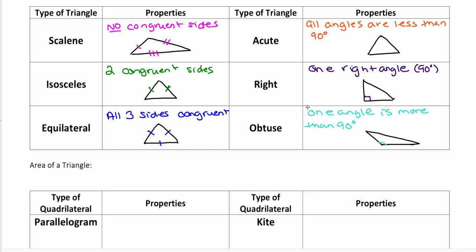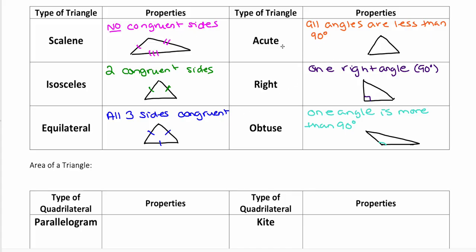Now, I did say that there is a way to determine the amount of angles that would be congruent as well based off of the triangle. The amount of tick marks or the amount of congruent sides in a triangle only tells you how many congruent angles there will be.